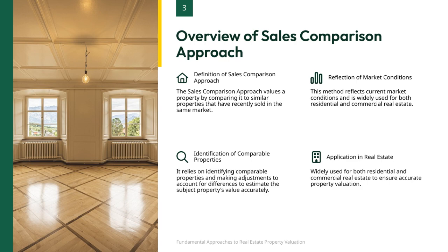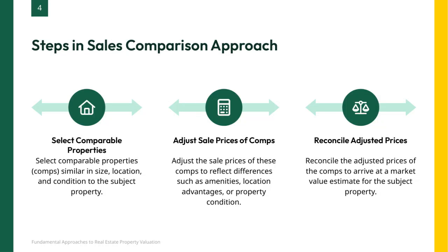today's real estate market. When using the sales comparison approach, the first step is to select comparable properties. These comps should be similar to the property we're evaluating in terms of size, location, and overall condition. The goal here is to find properties that a buyer would realistically consider as alternatives. Next, we adjust the sale prices of these comparable properties. This means we account for differences like better amenities, a more favorable location, or differences in the property's condition. These adjustments help us level the playing field so that we're making an apples to apples comparison.